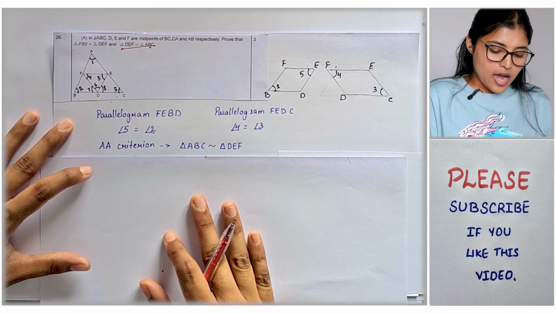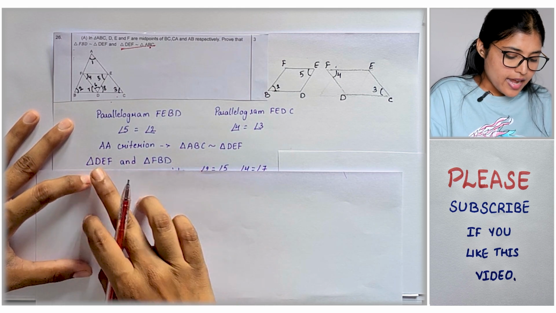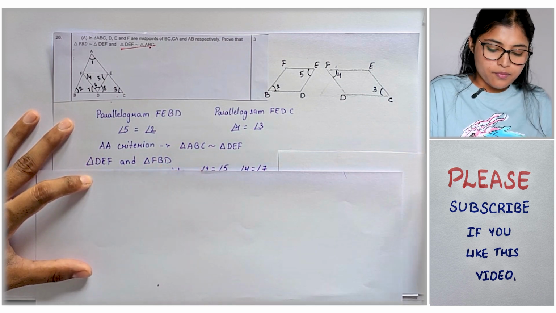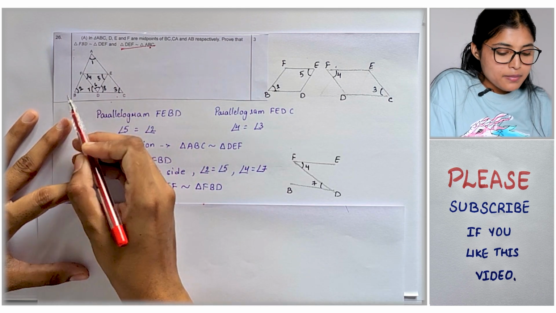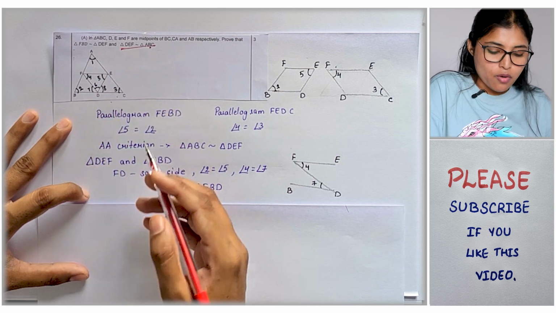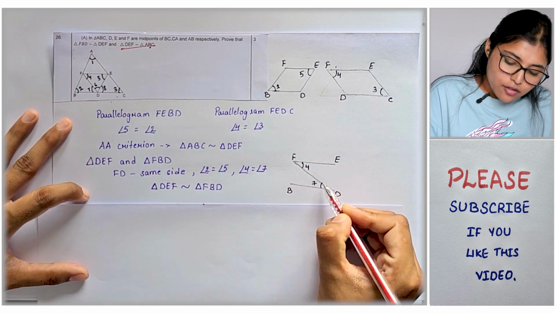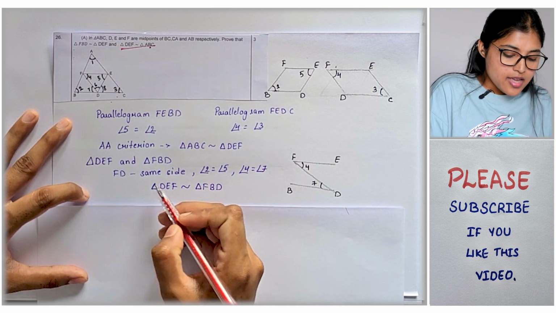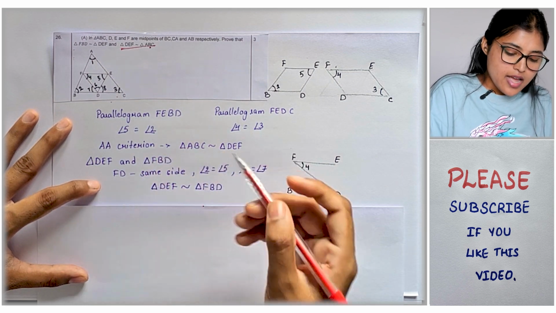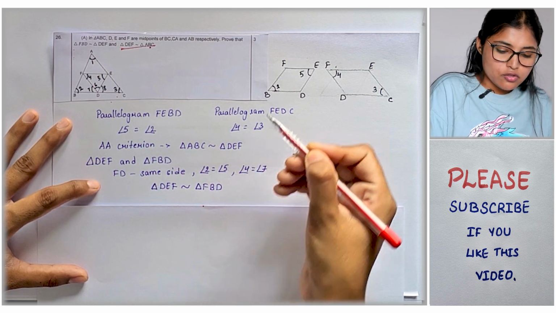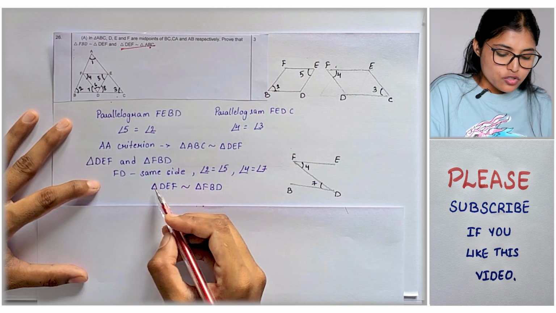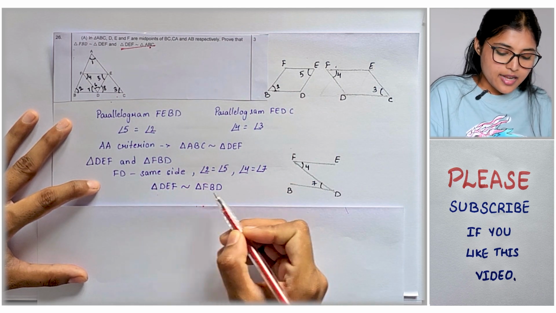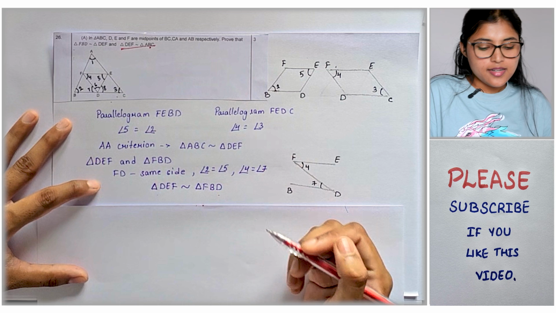Now in order to prove the other one, let's consider triangles DEF and FBD. So here we know that FE and BD are parallel lines because they are midpoints, and we can say that angle 4 equals angle 7 because they are alternate angles, and FD is the same side, as well as angle 2 equals angle 5 from our previous proof. So from this we can say that triangle DEF is similar to triangle FBD.